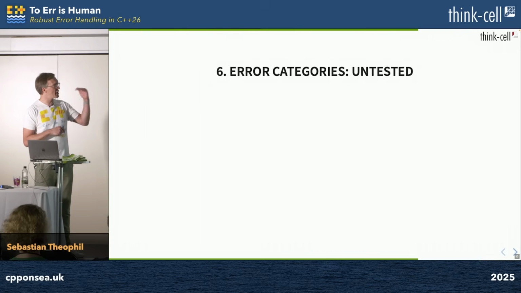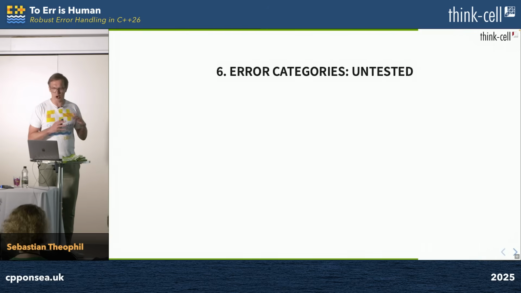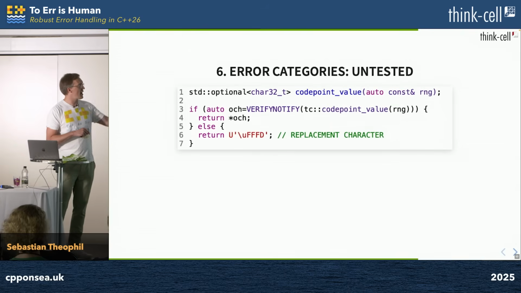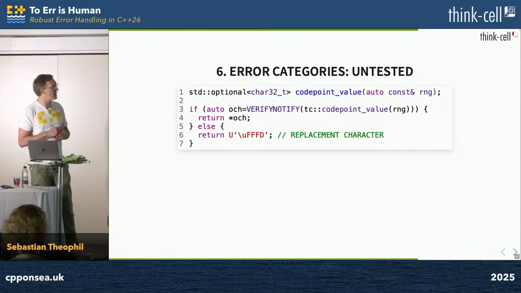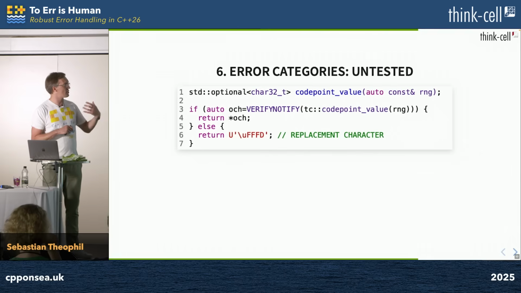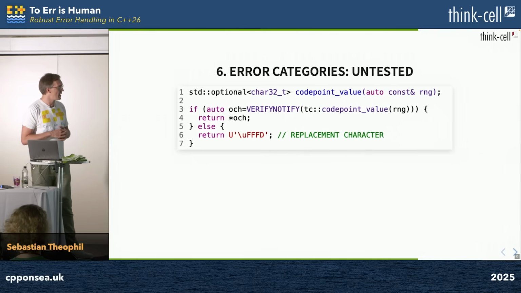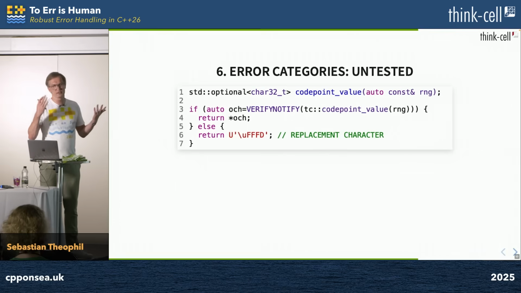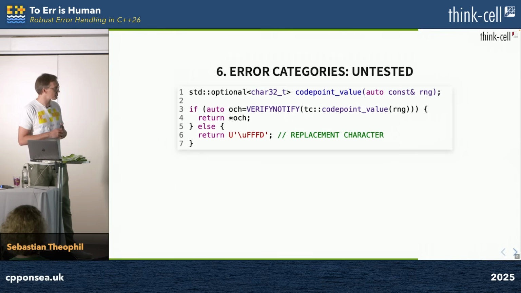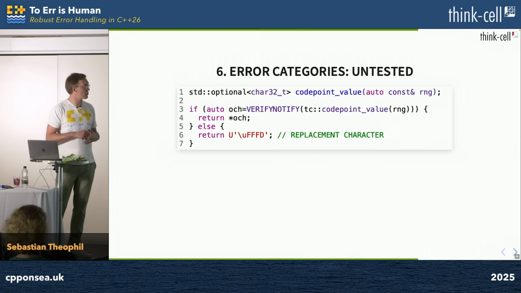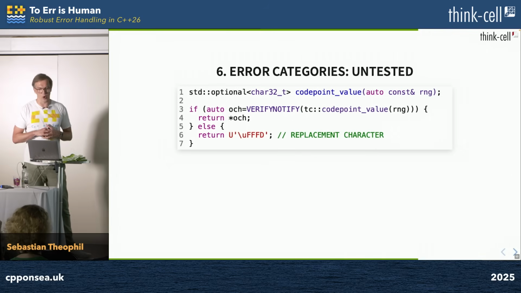And one category below that, something where I would call, this is a bit untested behavior. Let's say here we have code that gets a range of UTF-8 values, and it wants a UTF-32 code point out of that. And that can fail because it's an invalid UTF-8 range. There's not much error handling code. If that fails, we'll just return the replacement character and go on.